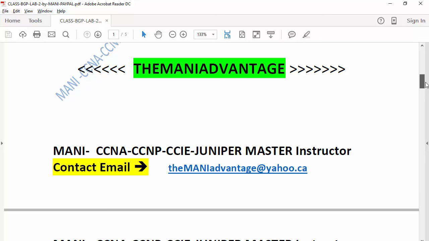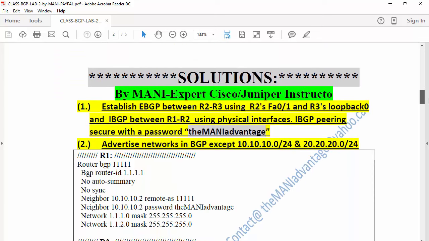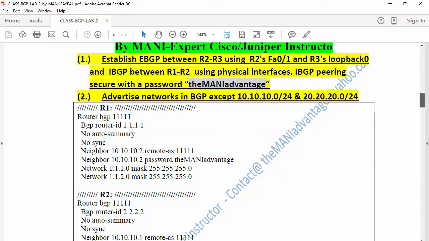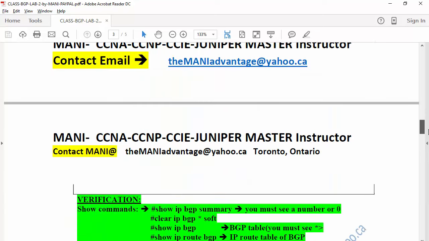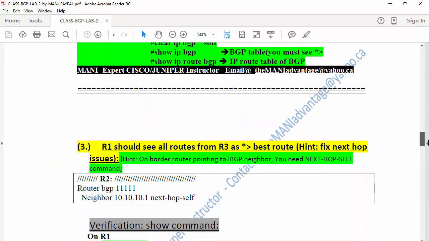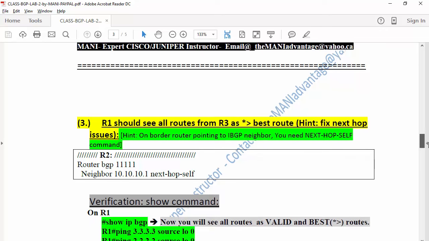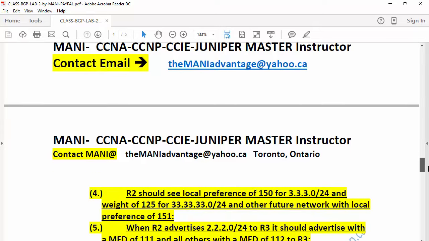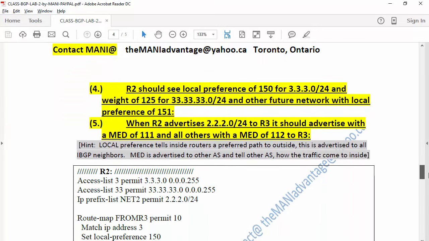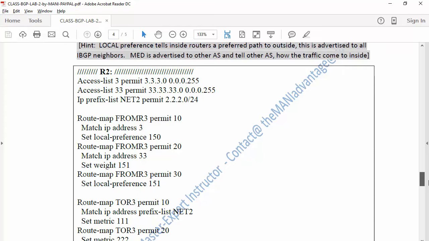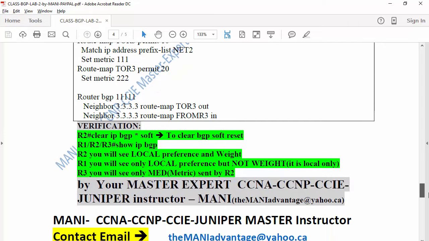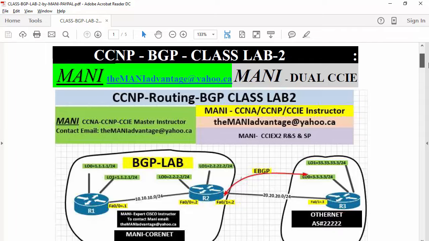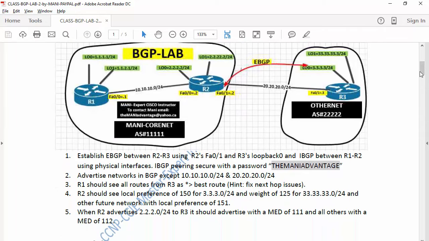So this lab is by MANIADVANTAGE. I'm putting condition by condition: R1, R2, then R3, then we are going to see the commands, then fix the next hop issues, then do the ping, then play with the local preference. When I do number 4 and number 5, I'm just going to copy from this information and paste it to make sure we get the same information, guys. So let's do this lab. This is the diagram, and I already have this diagram in my GNS3 topology.